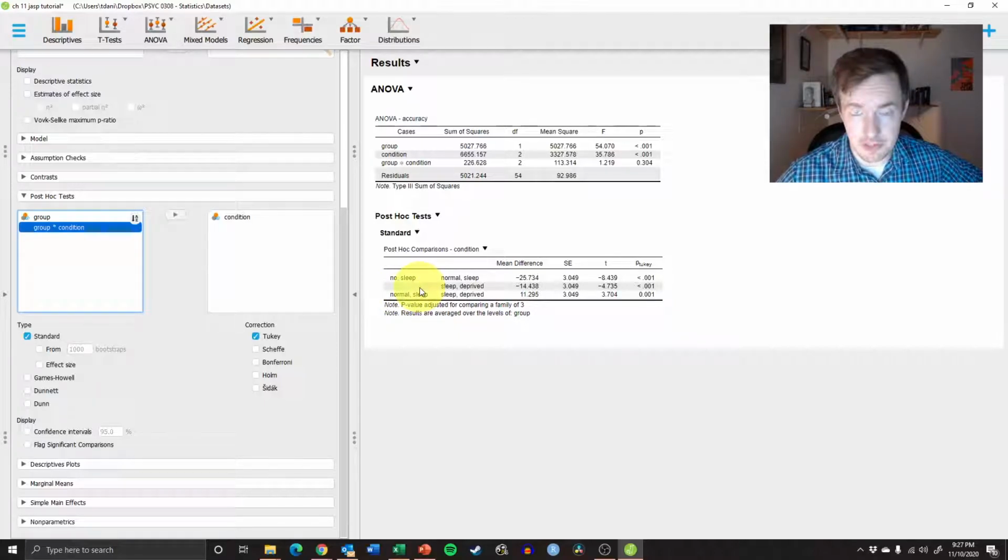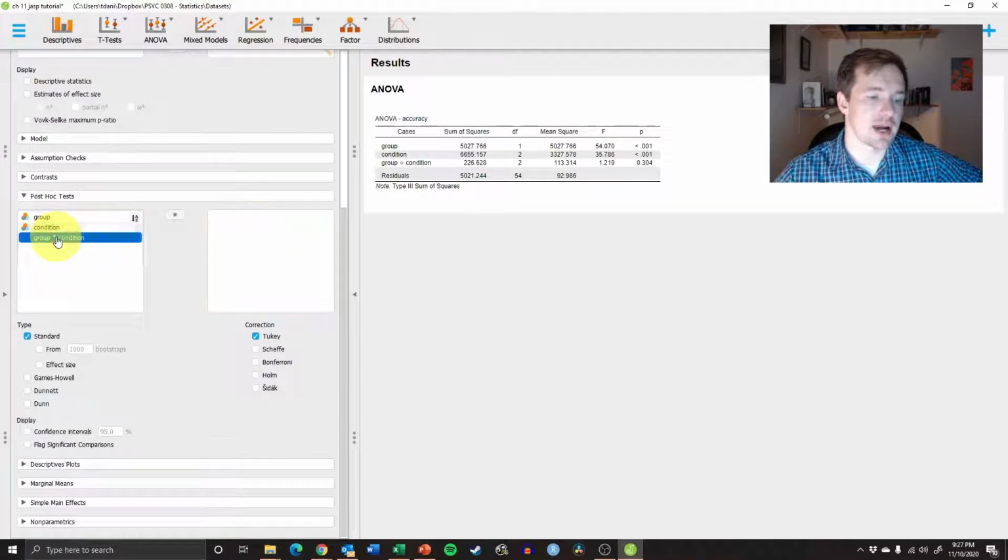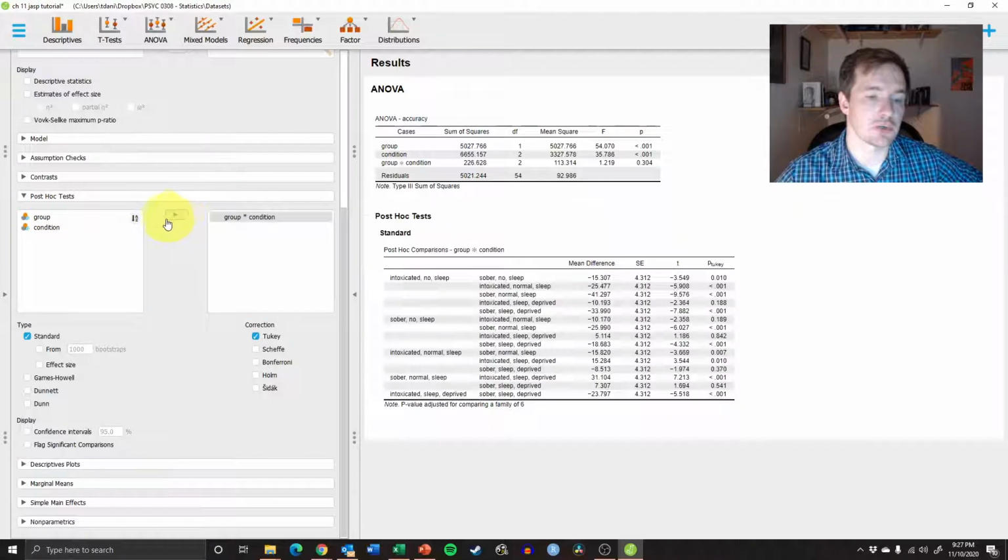What about sober versus intoxicated? The way that you could look at that is moving that aside, and then putting group by condition because you want to look at both variables, and then you can see all the different combinations here. And so we shouldn't really be looking at this just because we did not find this interaction variable to be significant. But just in case you want to explore the data a little bit, you can see that there are some conditions that are not significant and some that are.